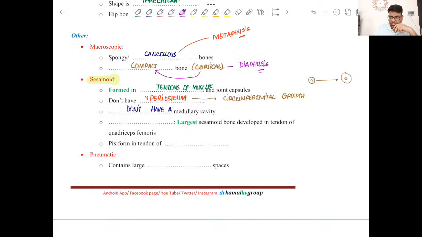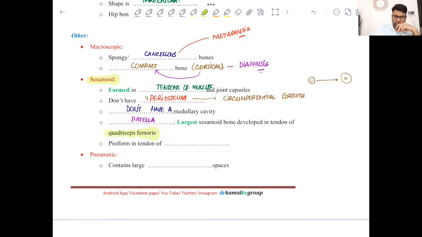If someone asks you for examples, one should remember the patella, which is also known as the kneecap. If you try, you can feel in front of your knee a rounded piece of bone, and that is known as the patella. This is the largest sesamoid bone in the body, and it develops in the tendon of quadriceps femoris. The front muscle of the thigh is quadriceps femoris, and its tendon goes and inserts into the tibial tuberosity, and in the tendon there lies a rounded bone, that is the patella.